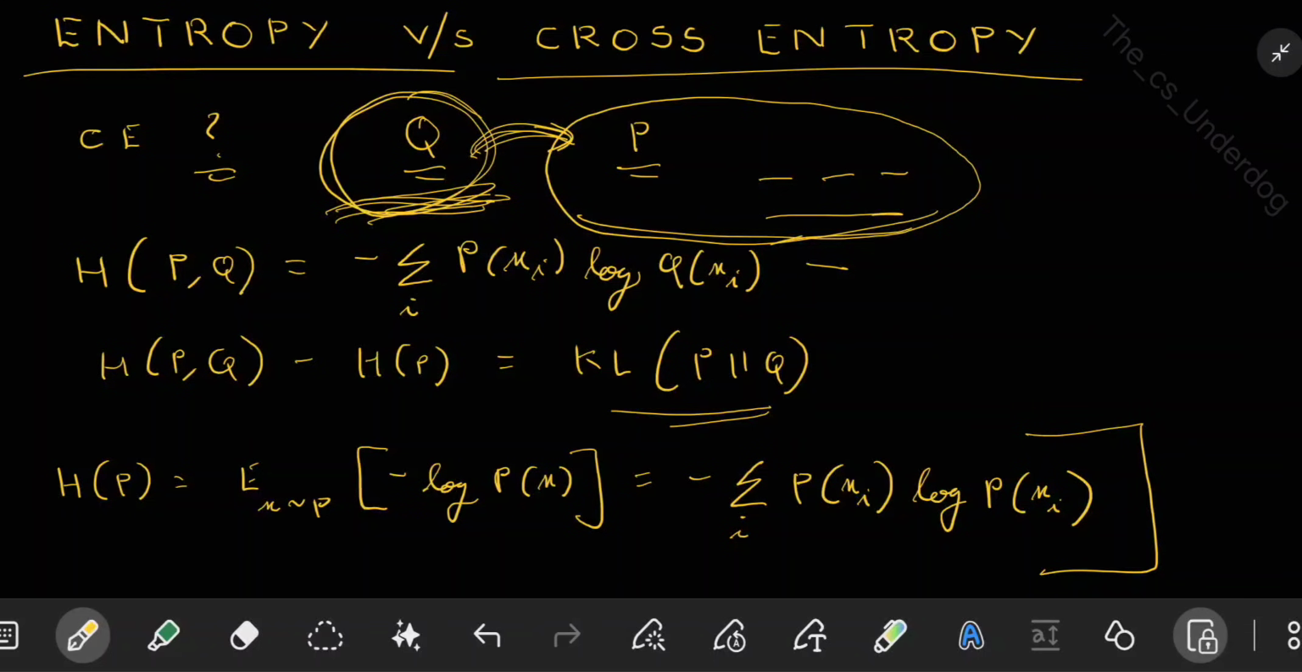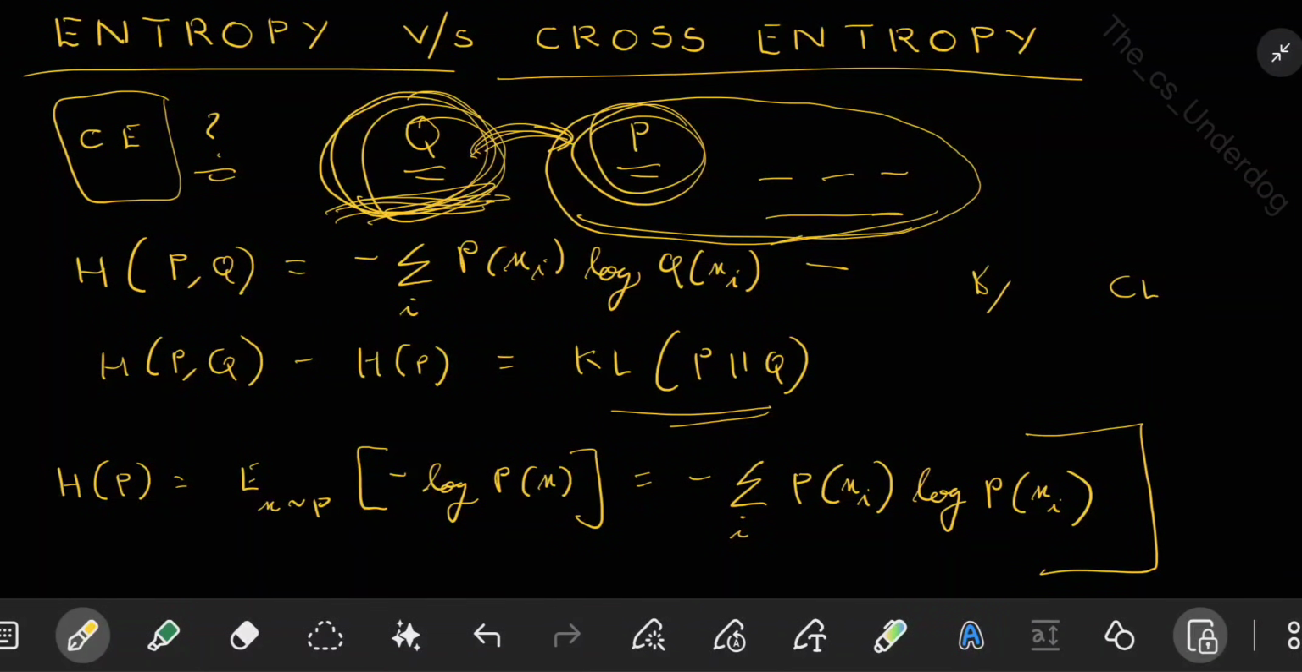So once more, what exactly is cross entropy? You can see it like this: the cost of describing the true distribution but with a different distribution. You're actually having P, but you want to describe it using Q. Then what is the cost? This is what cross entropy is all about. Okay, so that is the difference between entropy and cross entropy.